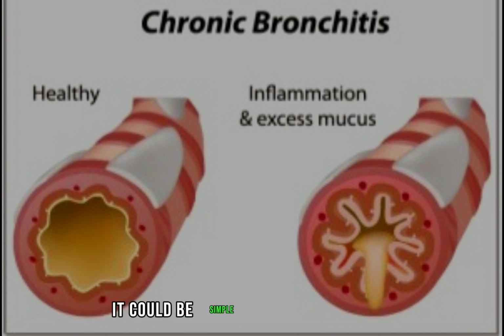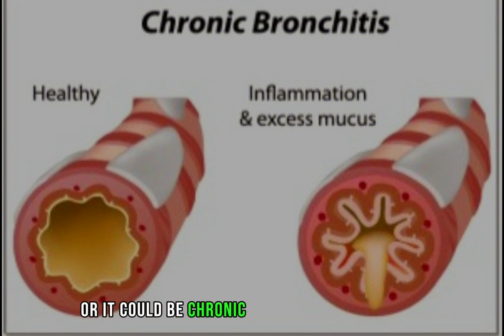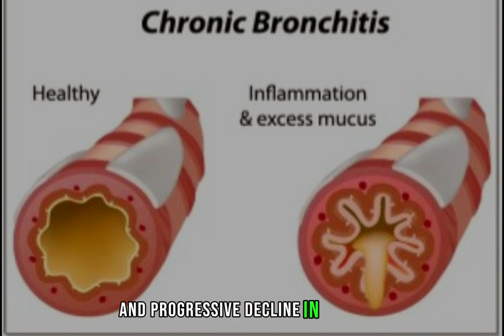It could be simple chronic bronchitis, that is hypertrophy of mucus gland, leading to cough with whitish mucoid expectoration. Or it could be chronic obstructive bronchitis, that is organic narrowing and progressive decline in air flow, due to mucus gland hypertrophy and infiltration of the bronchial wall with inflammatory cells and scarring.